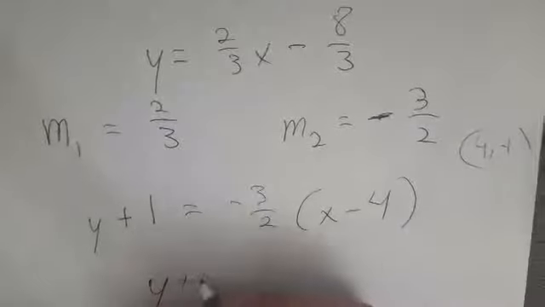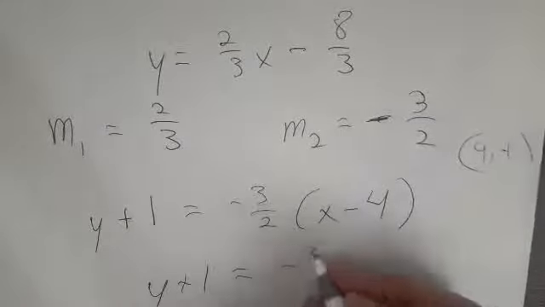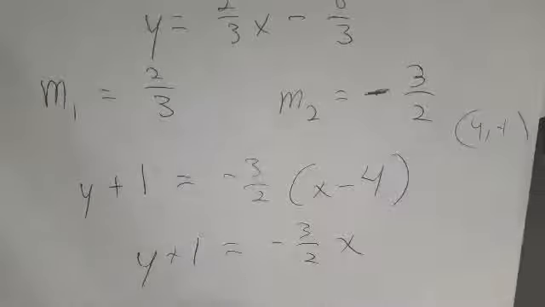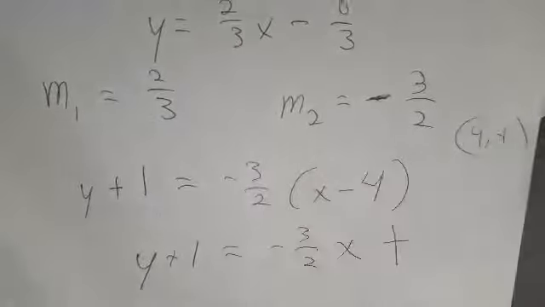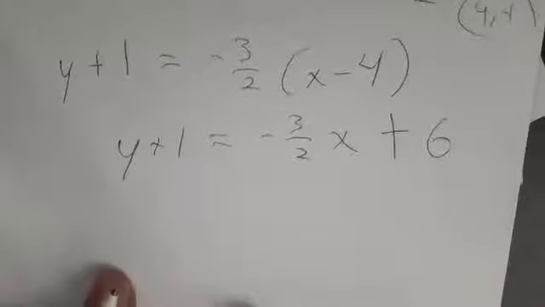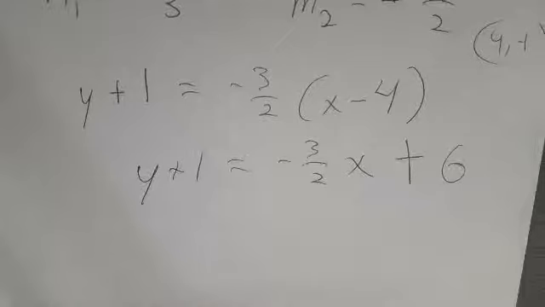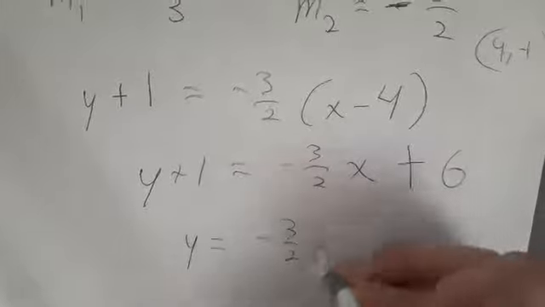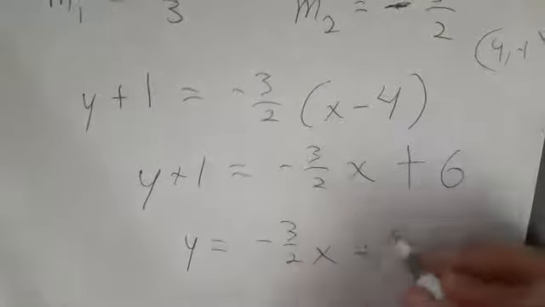Same steps we've been doing. y plus 1 equals, we can do some distribution, minus 3/2 x. Negative and negative, this should be positive overall. 4 divided by 2 is going to give me 2. 2 times 3, I think, right? Okay. Plugging stuff in. Doing some distribution. Subtracting 1 is the next thing we do. y equals minus 3/2 x plus 6 minus 1, plus 5, I believe is what this should give you.